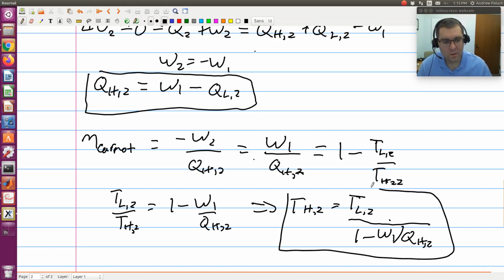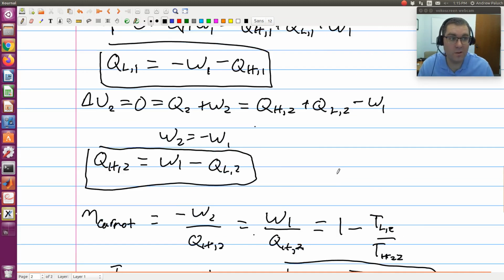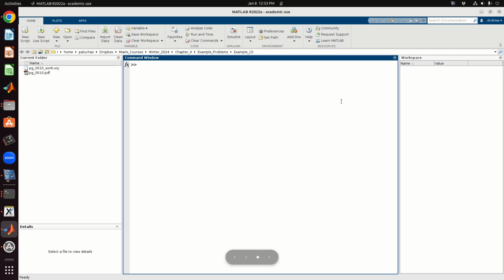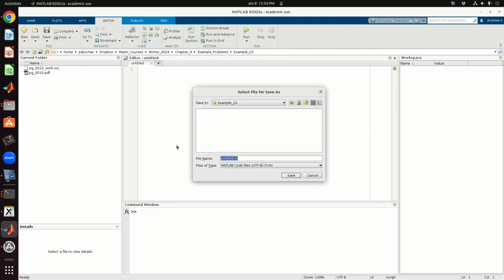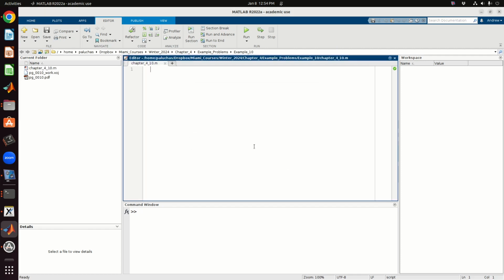Now let's go over to MATLAB, let's compute, and let's see if the answer makes sense. Okay, let's head over to MATLAB now and perform our calculation. So I'm going to start by creating a new script, and before I forget, I'm going to save it as chapter 410 for chapter 4, problem 10.